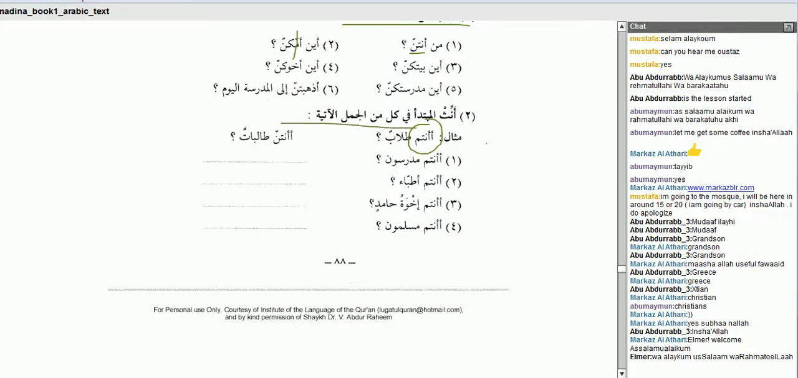Antum tullabun, antunna talibatun. So here they are introducing antunna. Okay, and we'll find examples of that in the actual main lesson. Go to Ad-Dars Al-Thalith. You find what you already know is this damir kum, damir muttasil, which is in the state of being mudafun ilayhi. Aina baytukum ya ikhwanu. And it says over here, Aina baytukunna ya akhawatu.